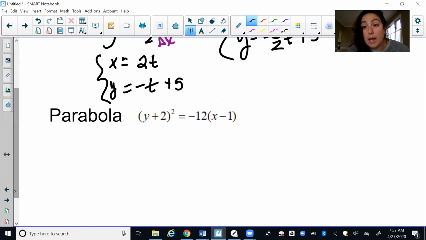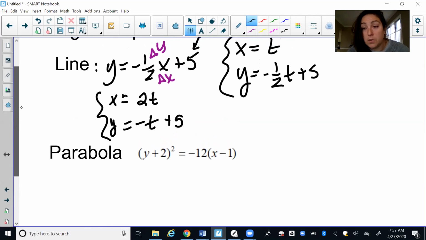For a parabola, again, my preference is to just do a substitution. So like we did up top, with let x equals t, so y equals negative 1/2 t plus 5, that's totally fine.